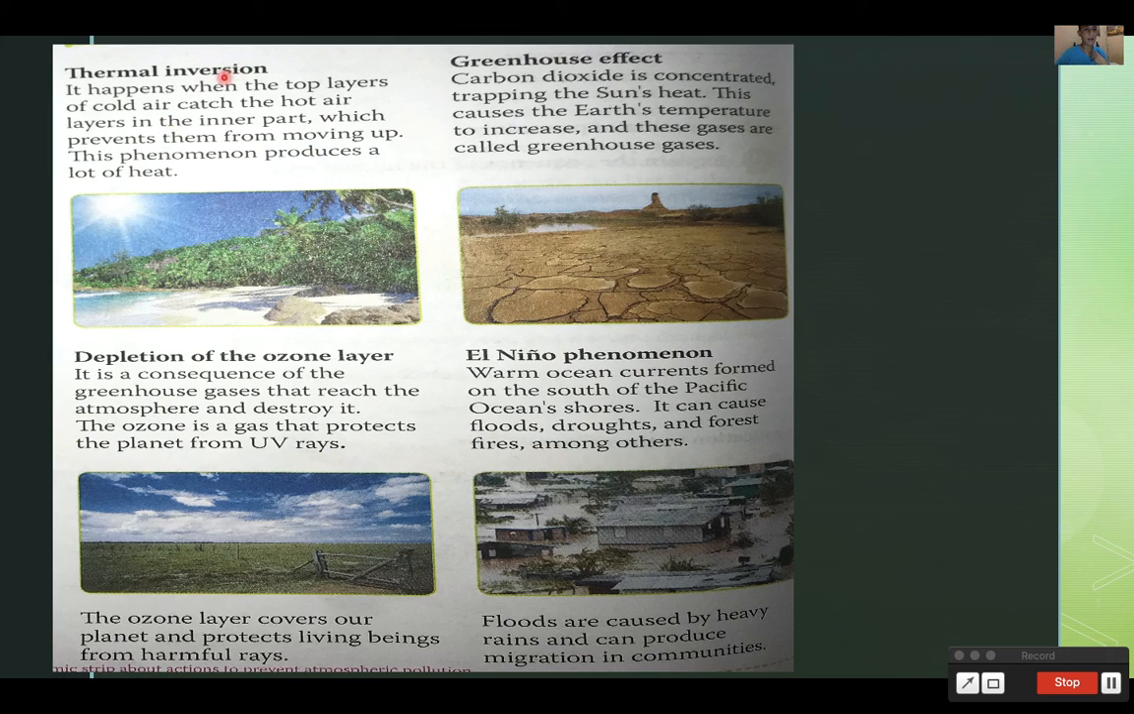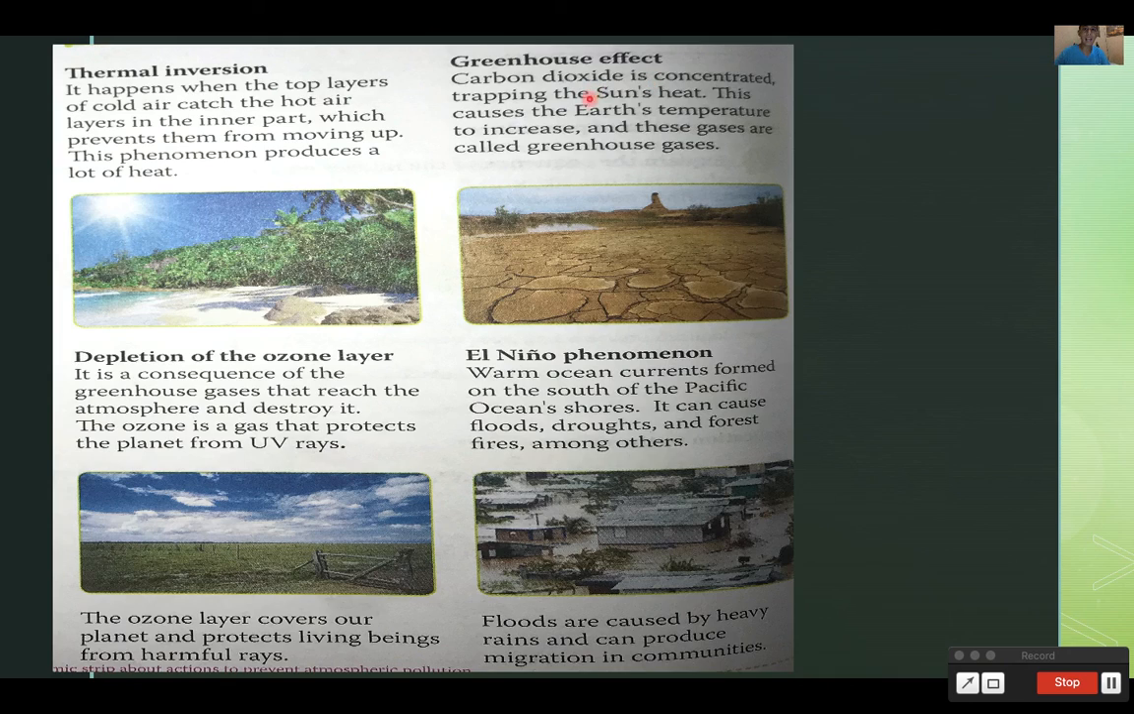Miren como que la inversión termal. Esto pasa, dice, cuando las capas como que de aire frío atrapan a las de aire caliente en la parte inner de la Tierra, ¿verdad? Lo cual previene o evita, mejor dicho, que estos bajen a la Tierra. Y este fenómeno que hace es producir un golpe de calor insaciable.